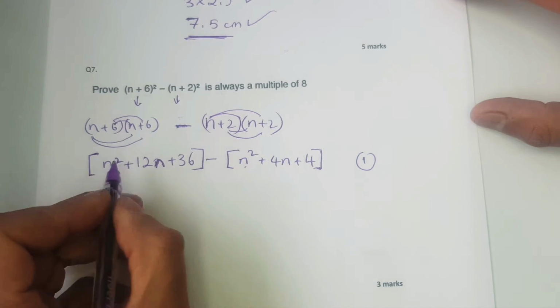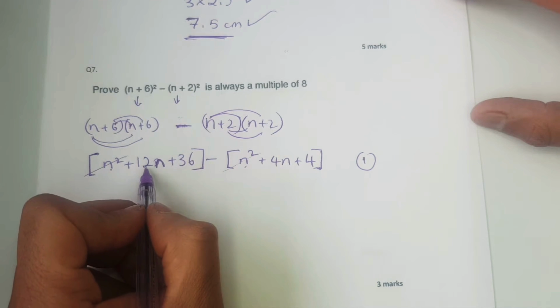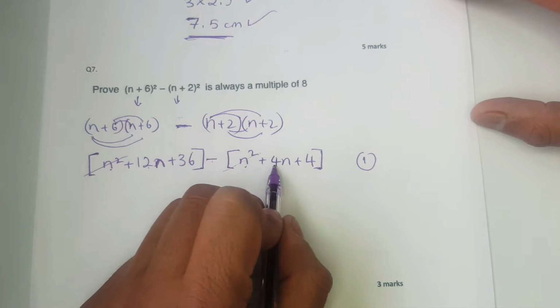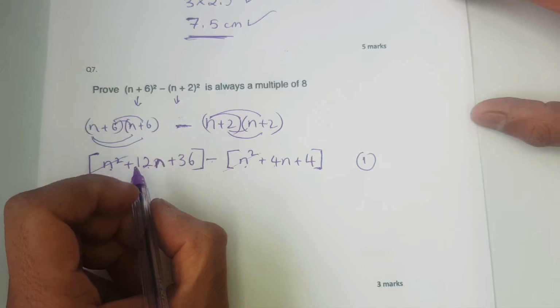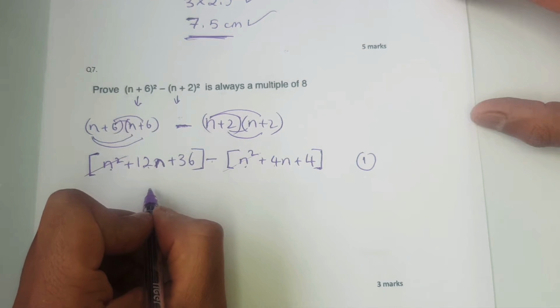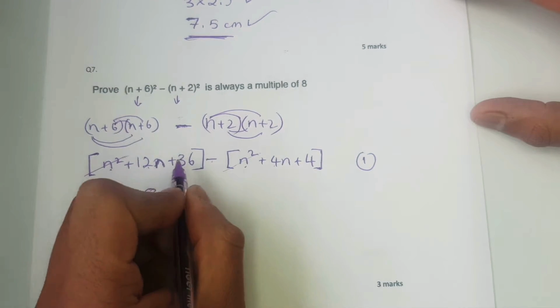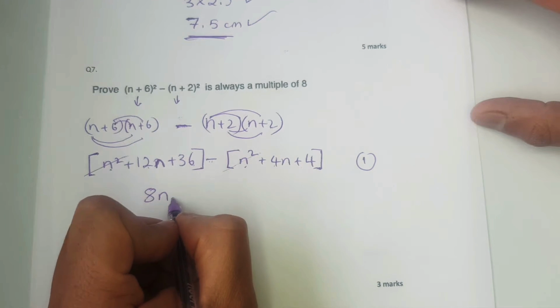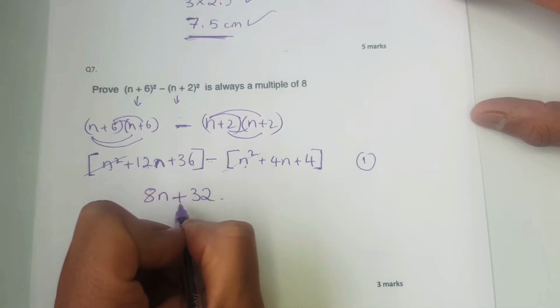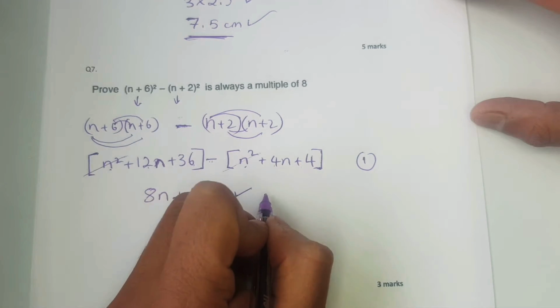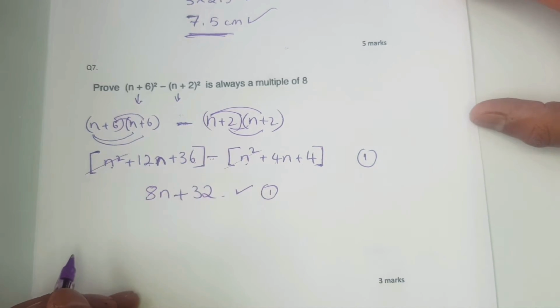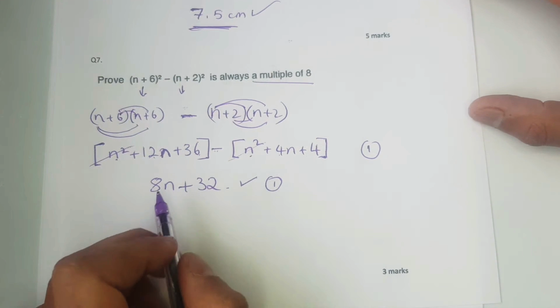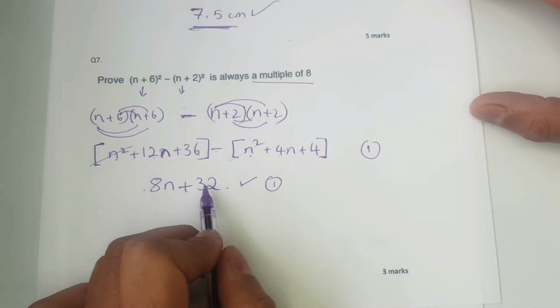n squared take away n squared will cancel out. 12n take away 4n is going to give me 8n. And then 36 take away 4 is going to give me positive 32. That's my second mark. Now the third mark is we need to show it's a multiple of 8.